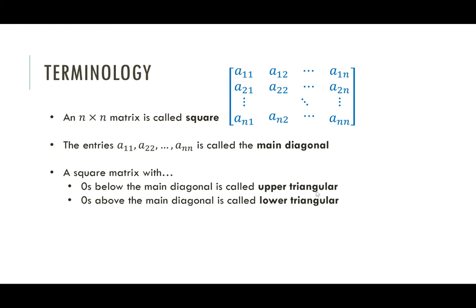If zeros are above the main diagonal, then that matrix is called lower triangular because that's where all the interesting entries are. And finally, if you have zeros above and below the main diagonal, then such a matrix is called, wait for it, diagonal. All right, so we got some terminology out of the way, which we actually won't encounter for several sections. But it's introduced in this section, so we talk about it here.